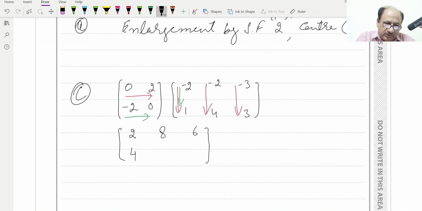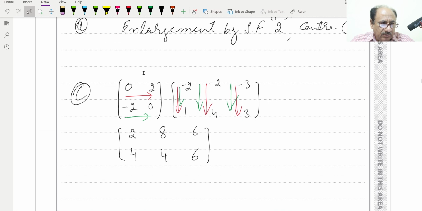For the first row and second column, we can write minus 2 into minus 2 will be 4, and the other will be 0. And similarly we can multiply second row and third column, so this will be minus 2 into minus 3 will be 6, so this term will be 6, the other term will be 0. So this is basically the matrix which we will get.